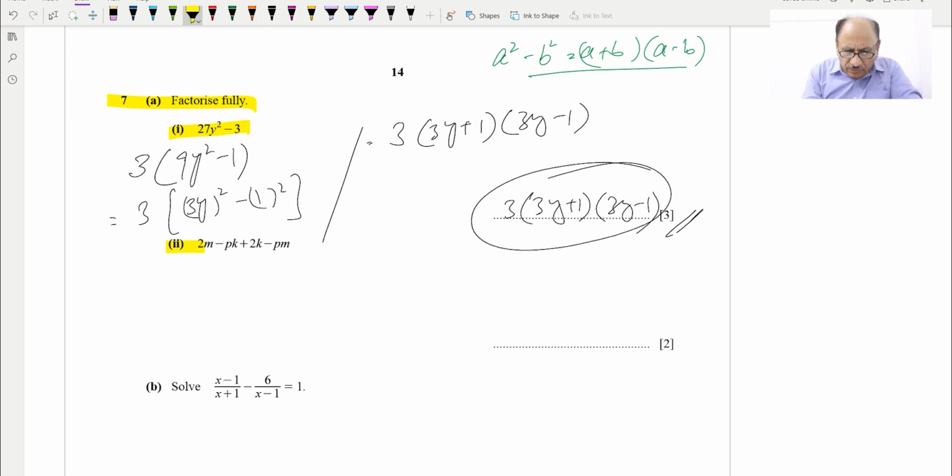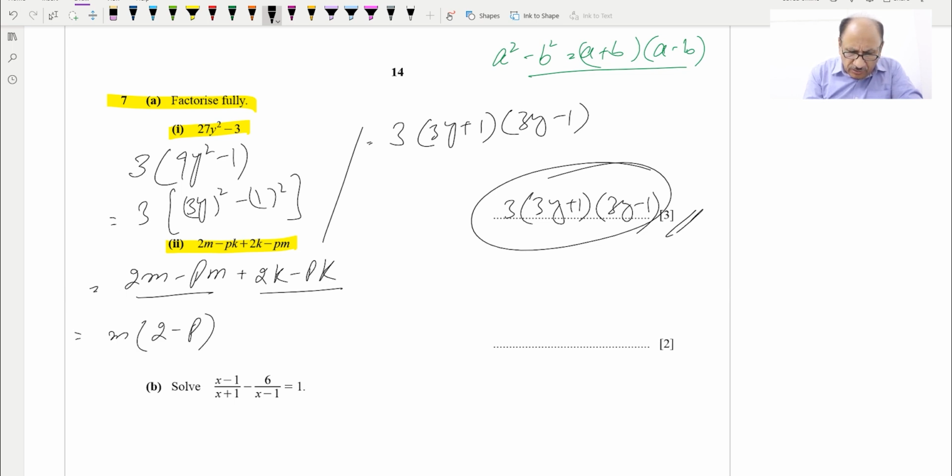Next, second part, we need to make the pairs and simplify. For example, we can rearrange and write 2m minus pm and plus 2k minus pk, and from these 2 pairs we can take common. We can take m common, it will be 2 minus p, and then plus k common, and this will be 2 minus p. This is factorization, and then 2 minus p.